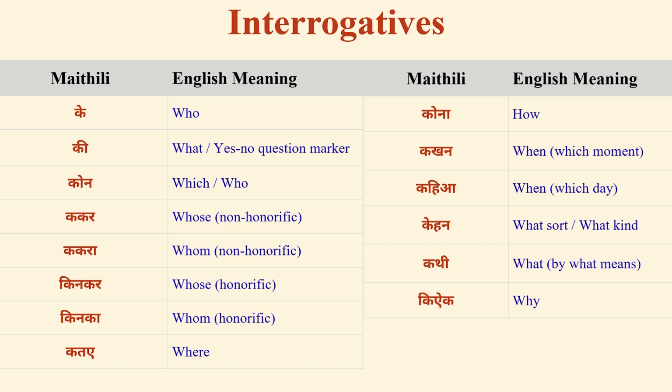Okay, so when we are talking about any particular point of time, then we say kakhan. But when we say kahiya, it means when, but it refers to which day. Okay, so if you are talking about day and you have to ask when, you will have to use kahiya. Then we have kehan, what sort or what kind, kathi, which means what or by what means, and finally kiya, which is why. So with this we come to the end of week 7.